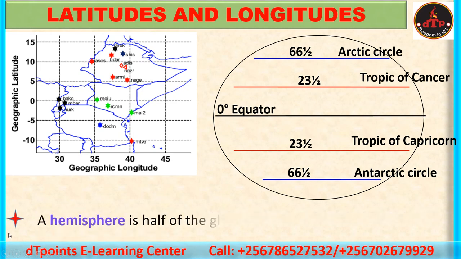Candidates, let us be attentive. So we are going to look at hemisphere. A hemisphere is half of the globe. So when you come to the major line of latitude marked 0 degrees, from the equator upwards and from the equator downwards, that part is what we call a hemisphere. So a hemisphere is half of the globe.